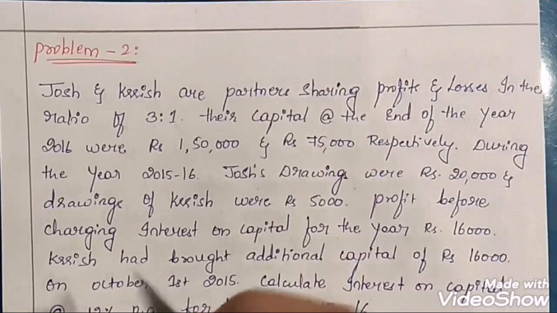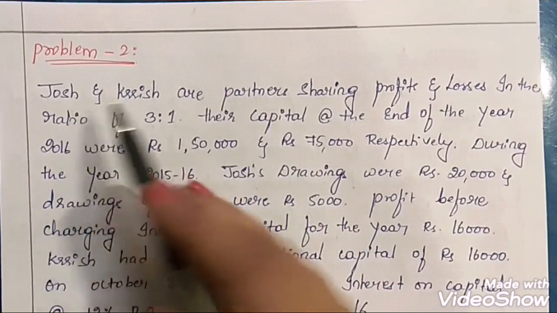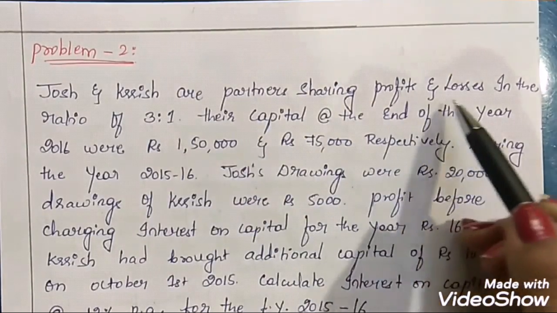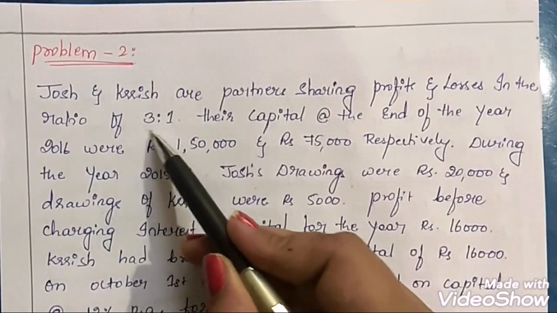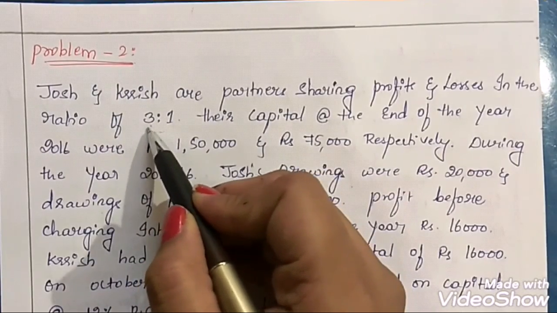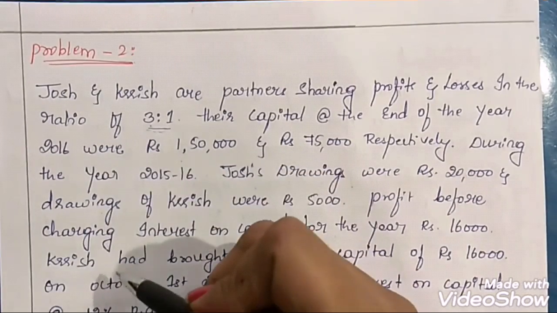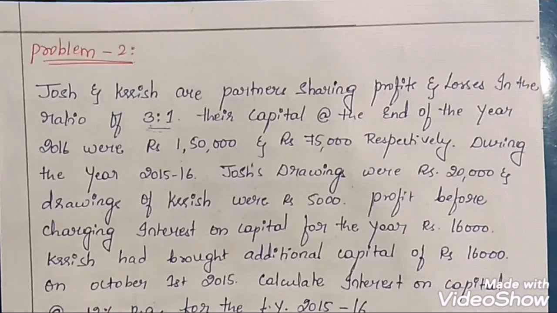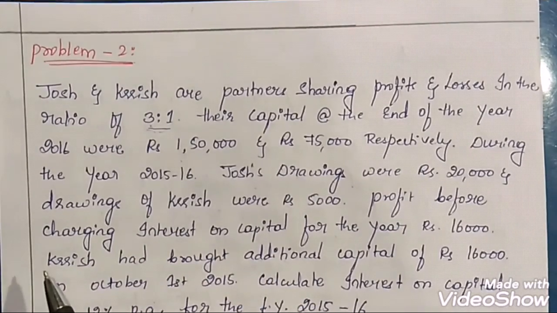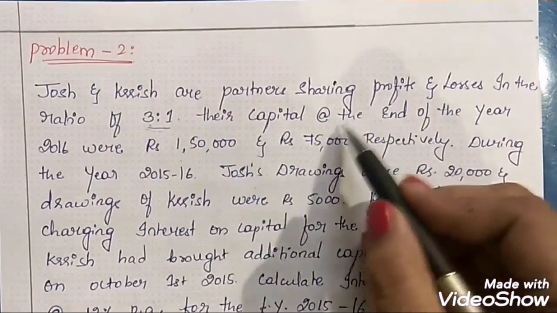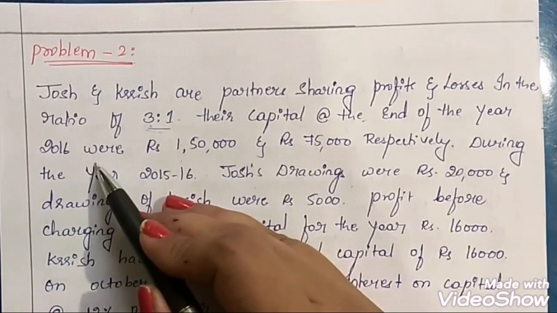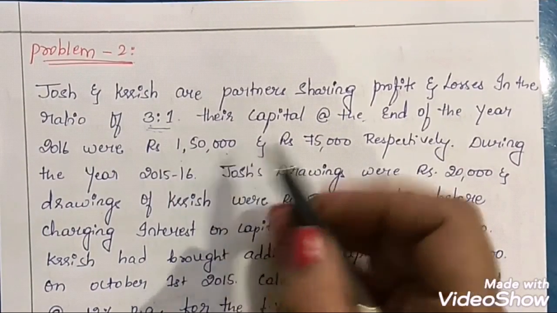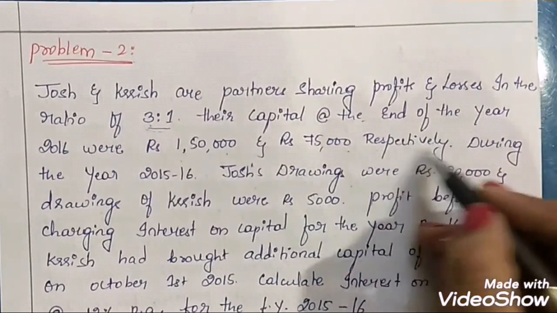Okay, let's solve problem number 2. So Josh and Krish are partners sharing profits and losses in the ratio of 3:1. So here in this question, profit sharing ratio of the partners is given. In the previous question it was not given because it was not needed. Okay, so the capital at the end of the year 2016 were rupees 1,50,000 and rupees 75,000 respectively.